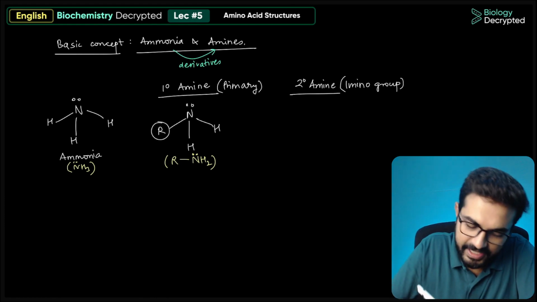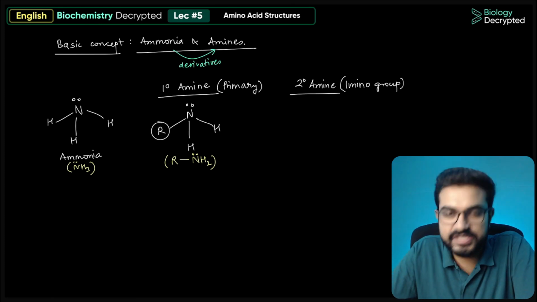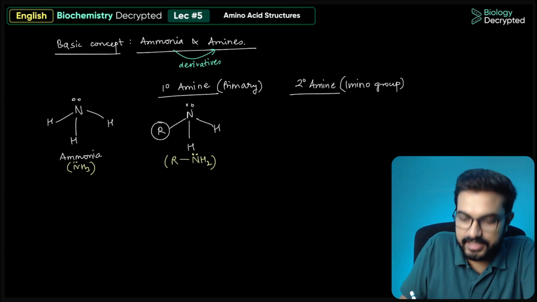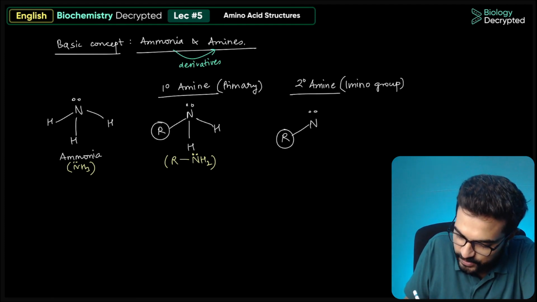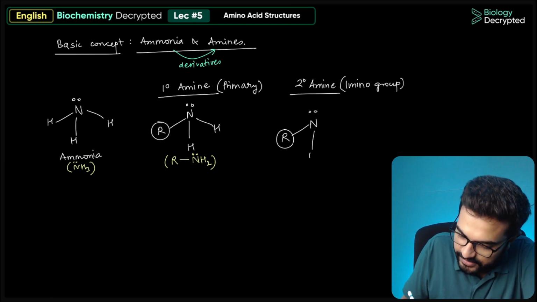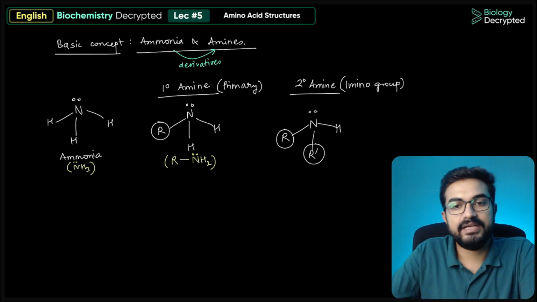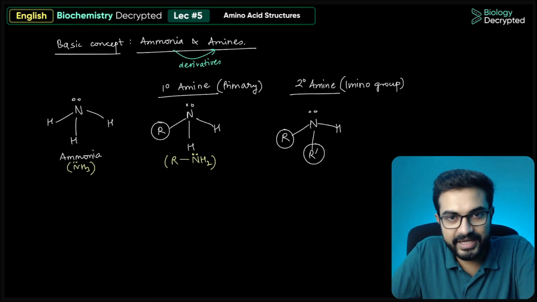So moving ahead, if we talk about secondary amines and the amino group, this is how the structure looks. There is one R group, and there is another R group, that is R dash, and the other one is obviously H. So this is how a secondary amine looks.